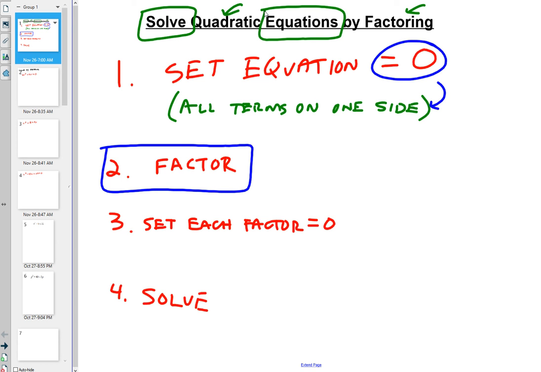Then once we factor, once we have individual factors, we want to set each factor equal to 0. Specifically the ones that have variables, because variables are what we solve for. And then finally, at the end, we solve. If you understood Monday, you'll do great today.